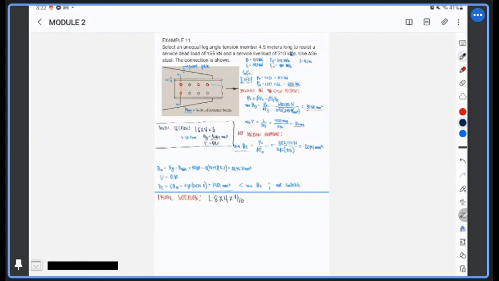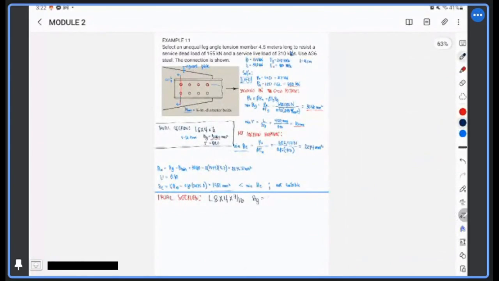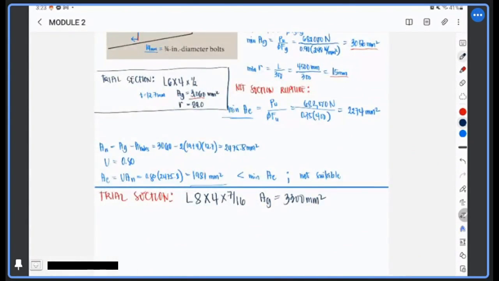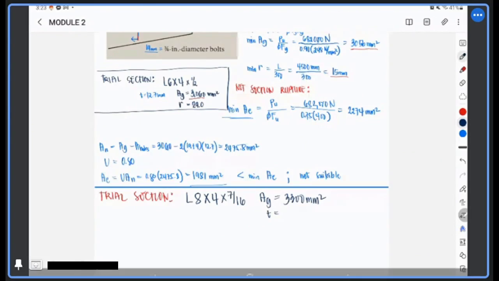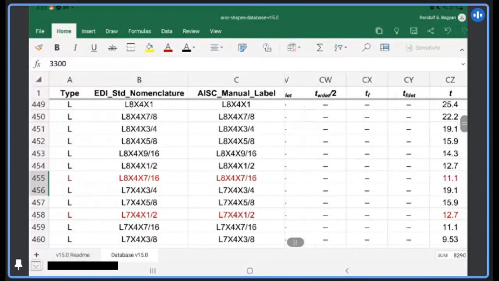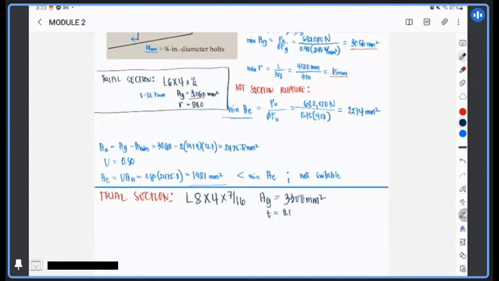Okay. With gross area equal to 3,300 square millimeters. Makikinig kayo ha. What's the thickness of the angle? That's 716 times 25 all over 4, 11.1 mm. And ano pa?